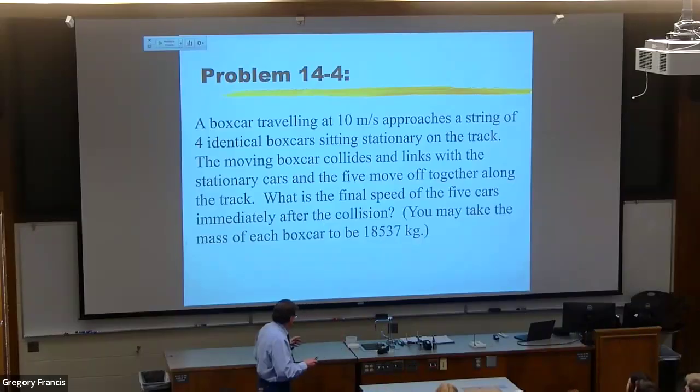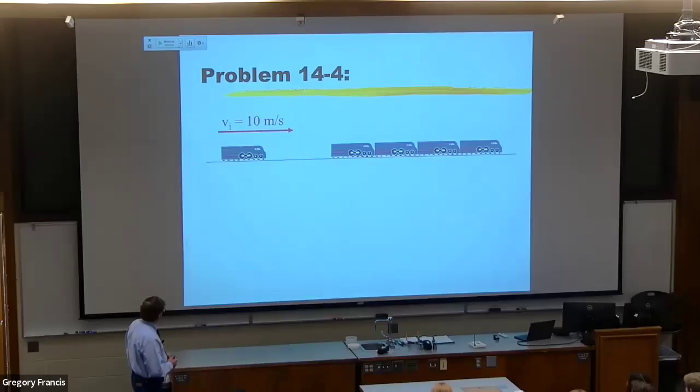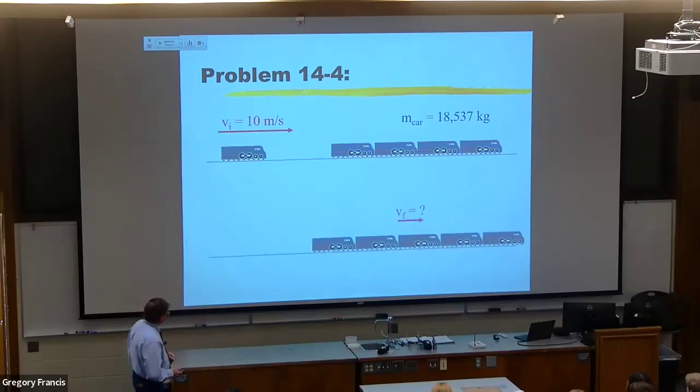So let me show you how we're supposed to do this problem. Visually, this is what it looks like. The one car comes in at 10 meters per second. It links, and the mass of a car is 18,537 kilograms. Okay. It links together and they all move off at some final velocity.